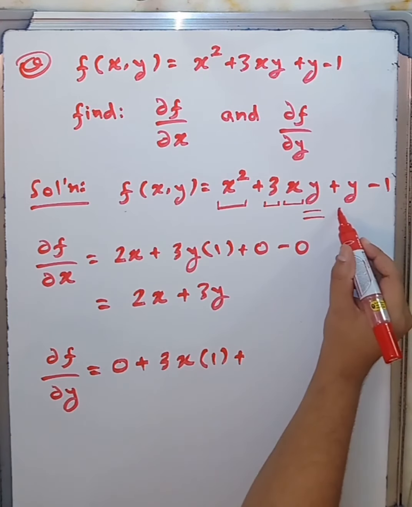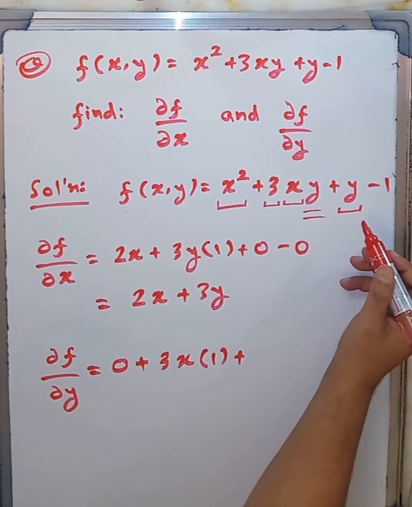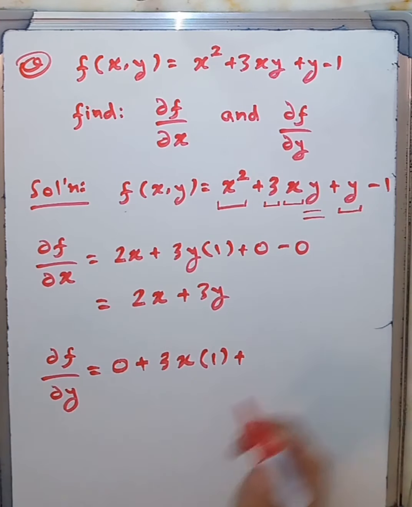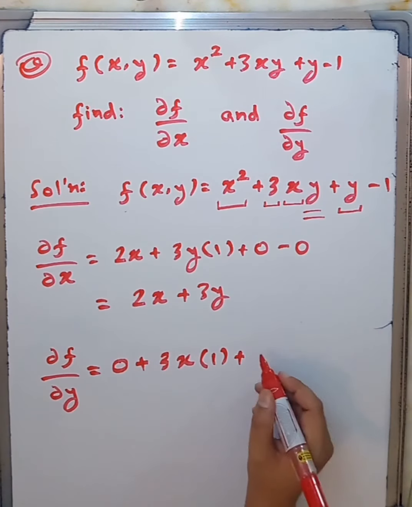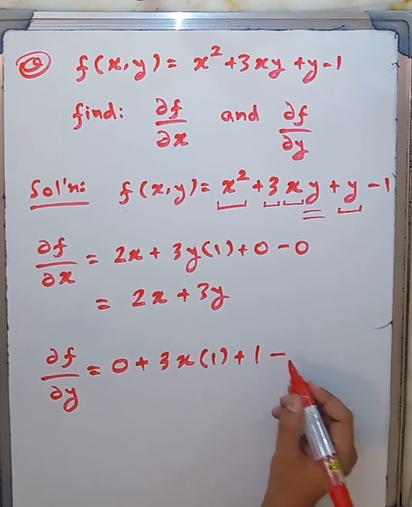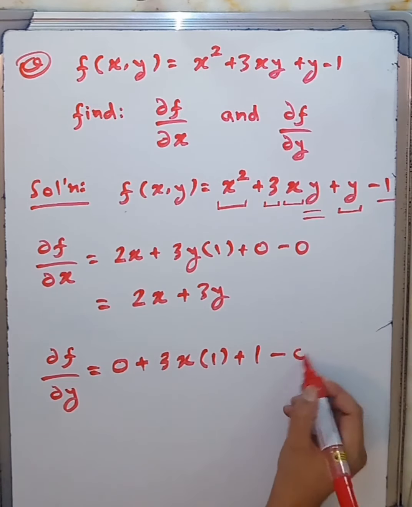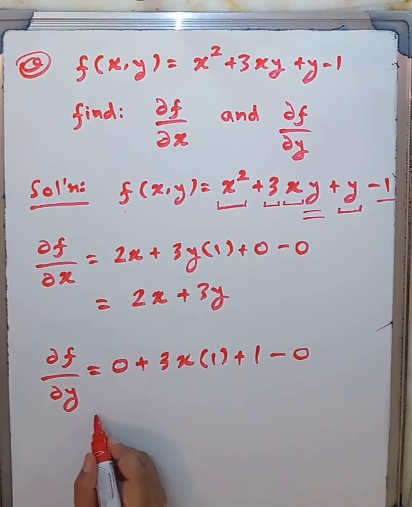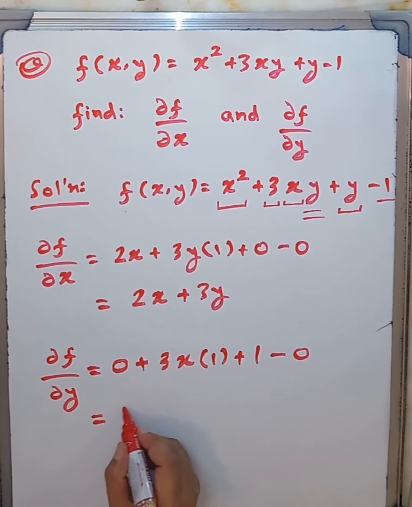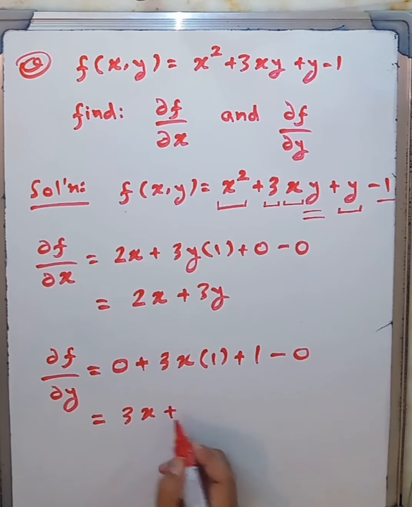third term, that is y. So no issues, we will differentiate y with respect to y normally, that will give us 1, minus, again 1 is a constant, and we know that the derivative of a constant with respect to y will give us 0, and hence the partial derivative of f with respect to y, that is dou f by dou y, is equal to 3x plus 1, and this is our final answer.